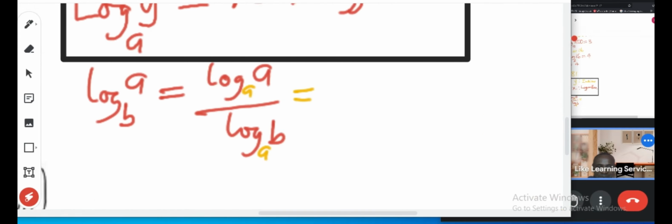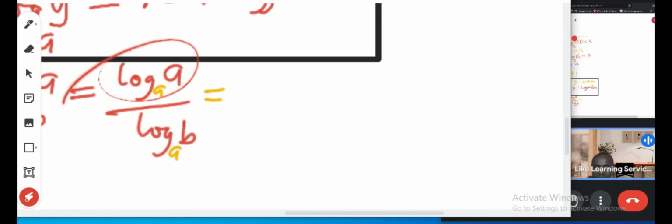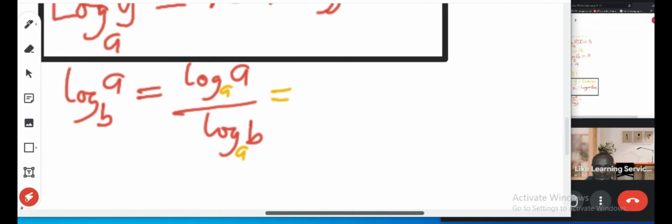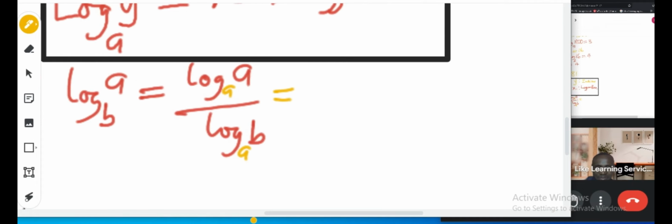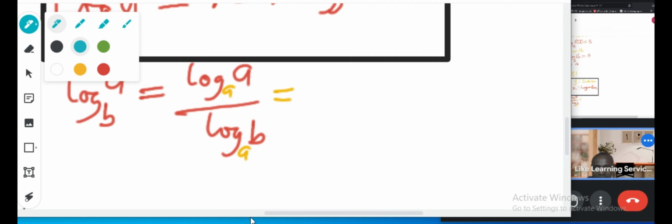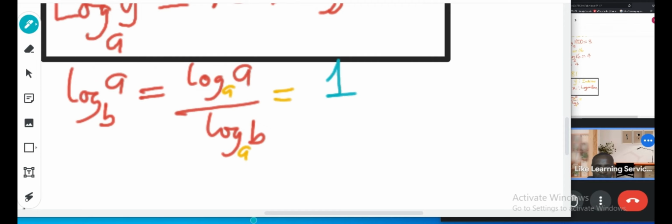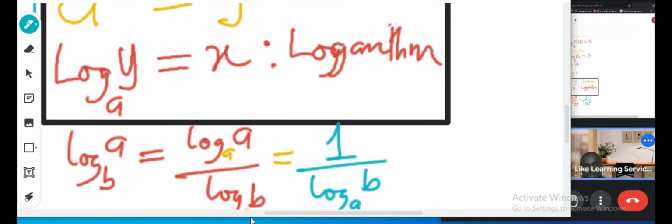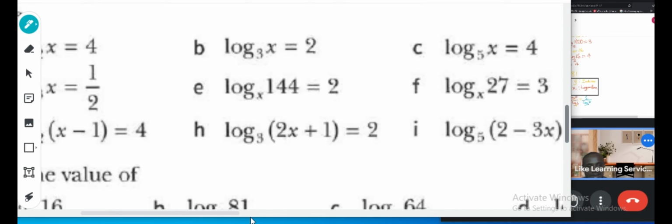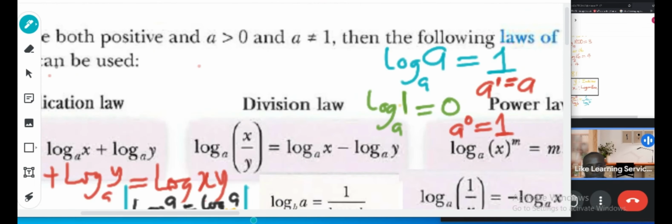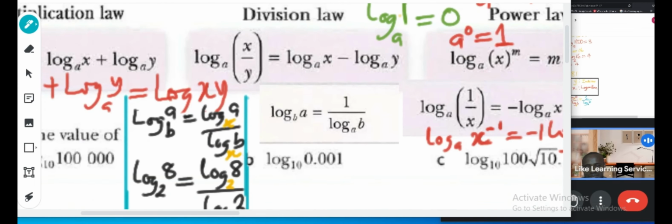So this whole place becomes 1. This whole thing becomes 1. So the whole numerator becomes 1 over the denominator, log of b in base a. I just used that to prove what I wrote earlier at the top left corner. This rule.